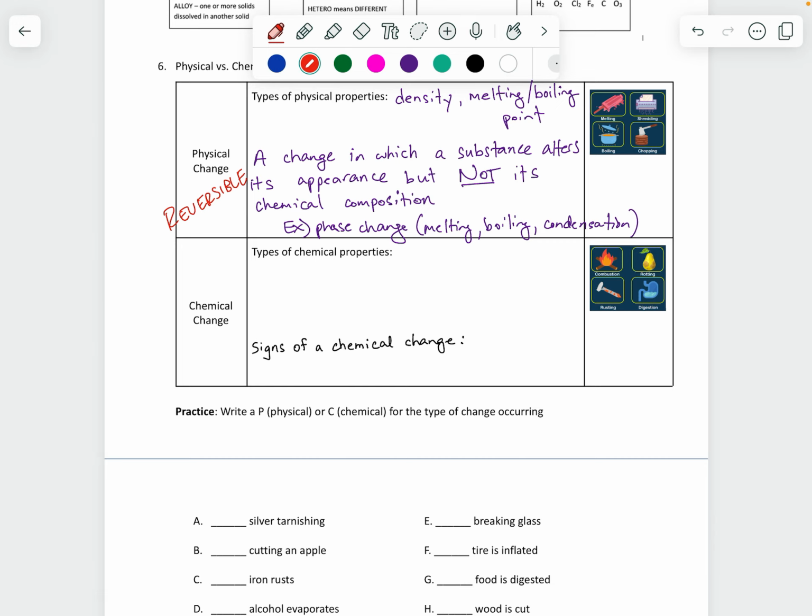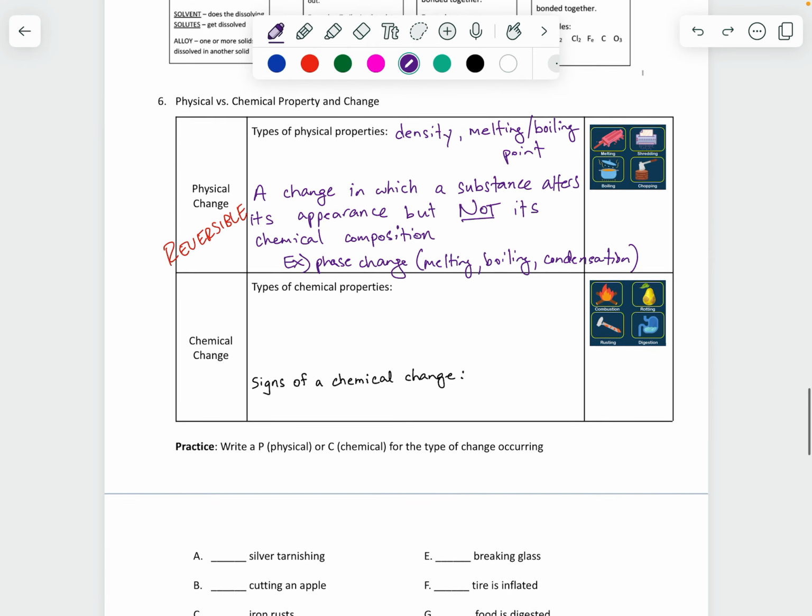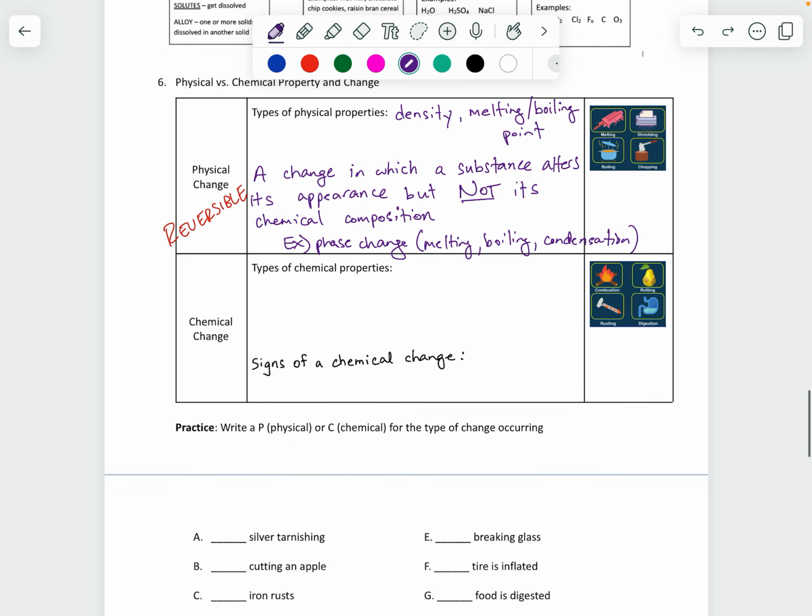And those are reversible, right? Phase changes go both ways. So condensation would be the opposite of that boiling. Freezing would be the opposite of melting, and so you can go back and forth. And there, of course, are a couple more examples right there in that diagram just to see, when we're doing something to change how something looks, but we're not changing what it inherently is.